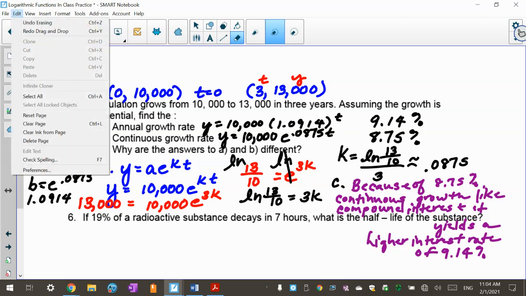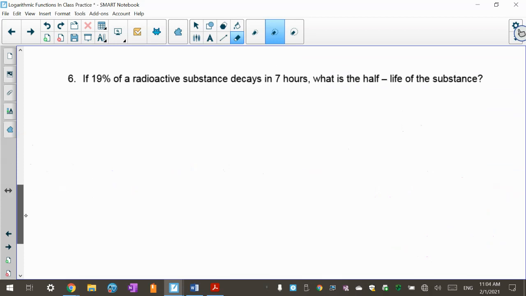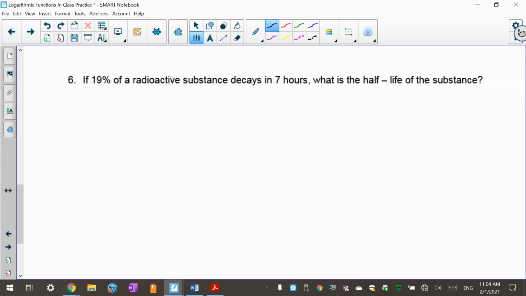Number 6. Okay, number 6 is another one that I really want you to do, and sometimes the shorter questions are the trickier ones, so I'm going to set this up a little bit for you. It says if 19% of a radioactive substance decays in 7 hours, what is the half-life? Right off the bat, I have people who want to do half A and all that kind of stuff. I don't want you to do that. I do not know the rate.